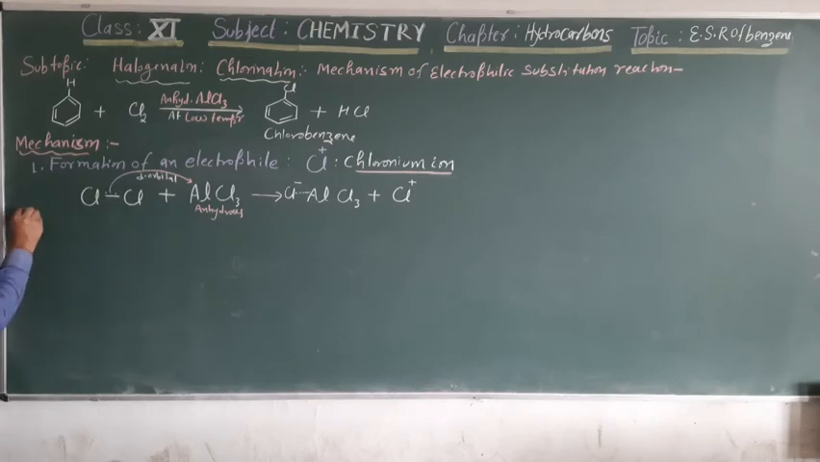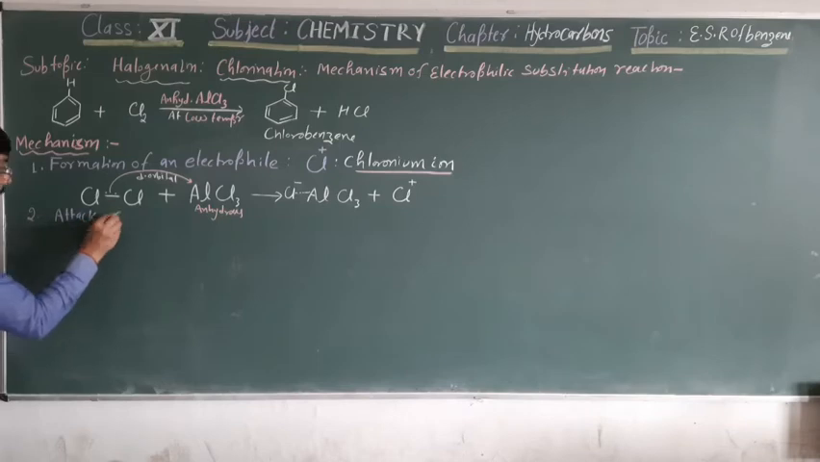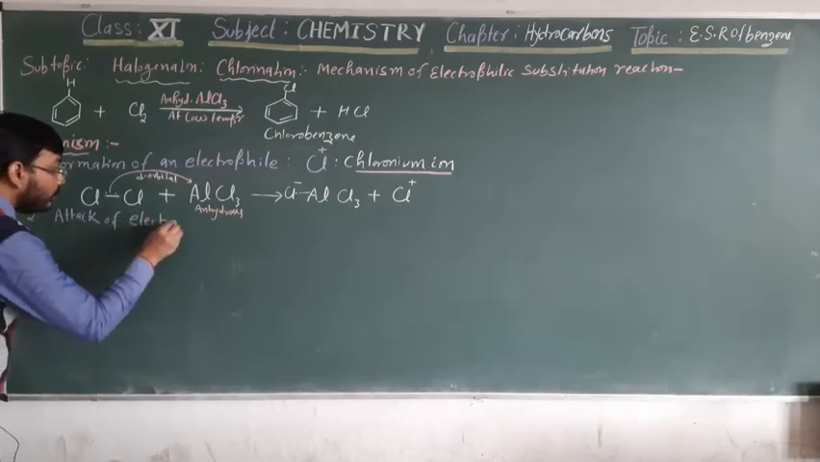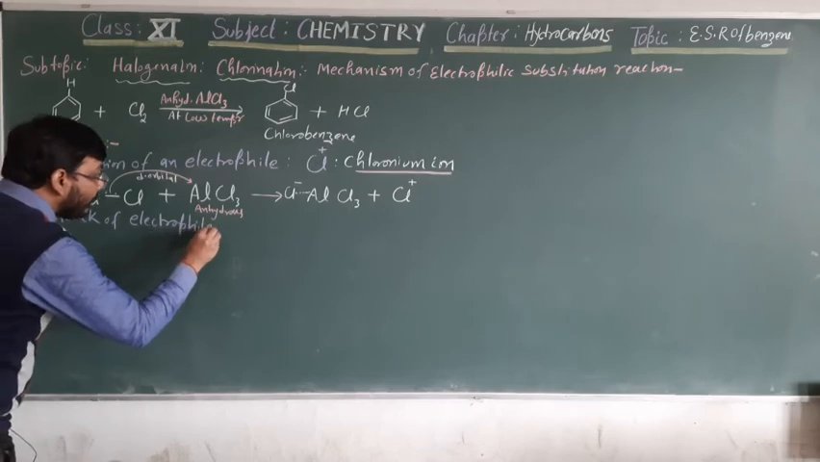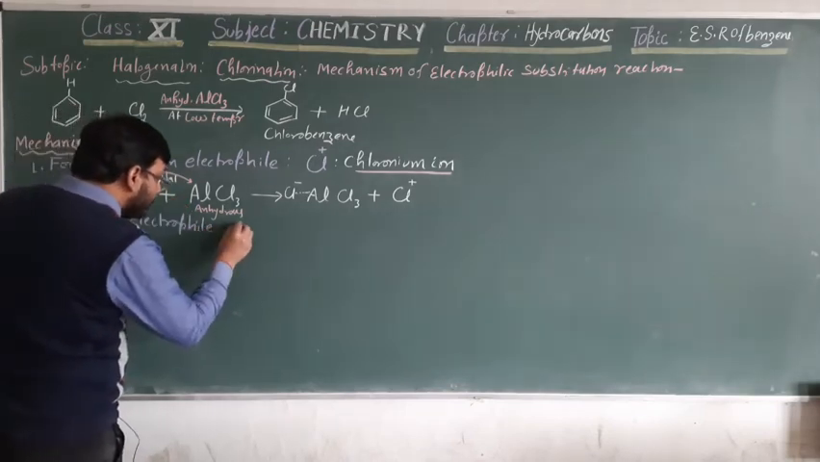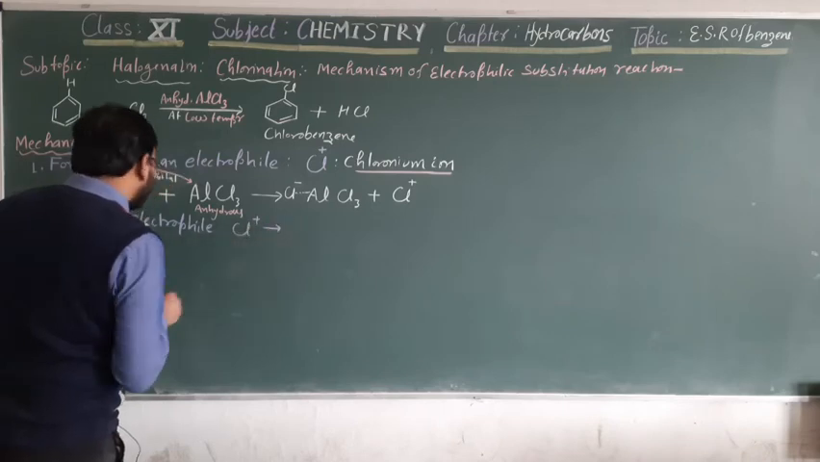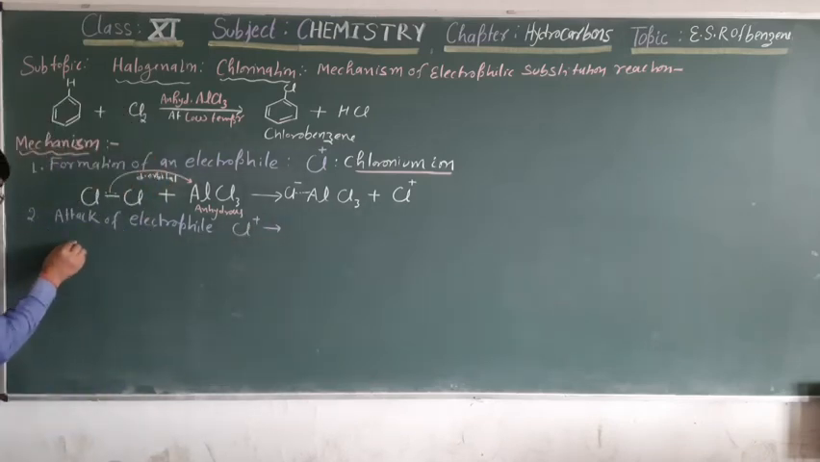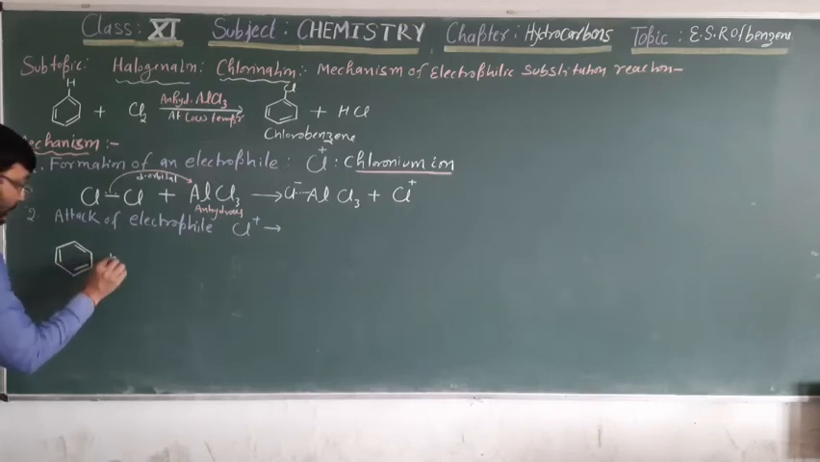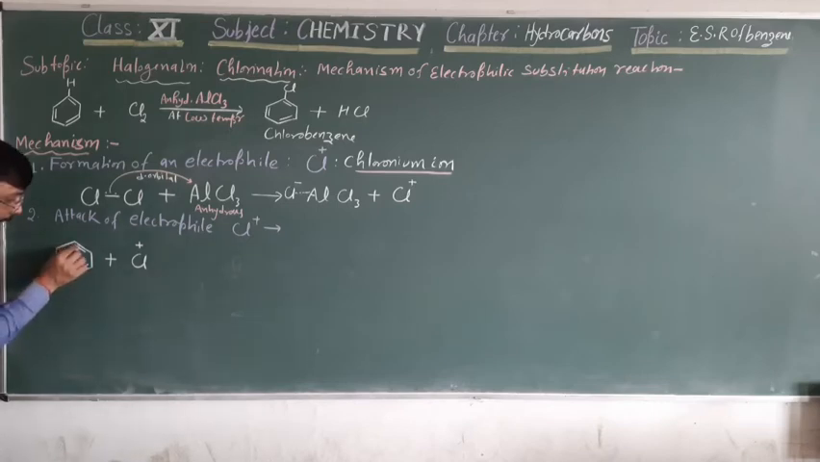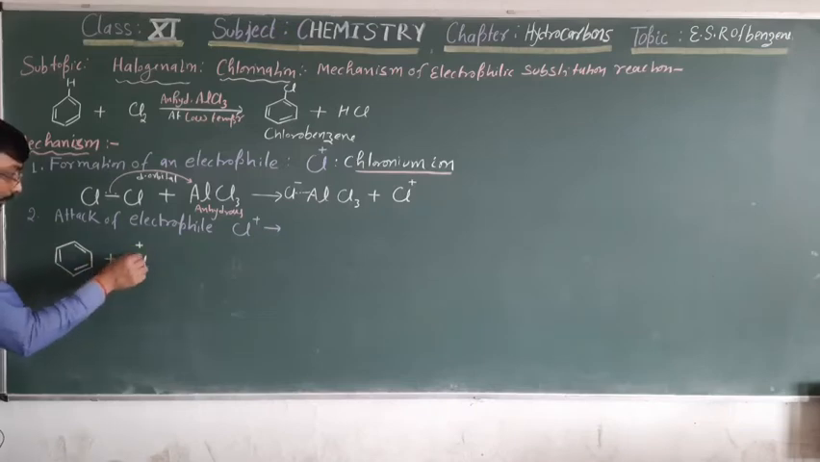Now the second step, the attack of electrophile. Our electrophile is Cl plus, the chloronium ion. It will attack the benzene ring. So now we have this benzene ring, a very beautiful hexagon, plus Cl plus chloronium ion here. Now see these pi electrons: this is the electron-rich center, and this is the electron-deficient center.